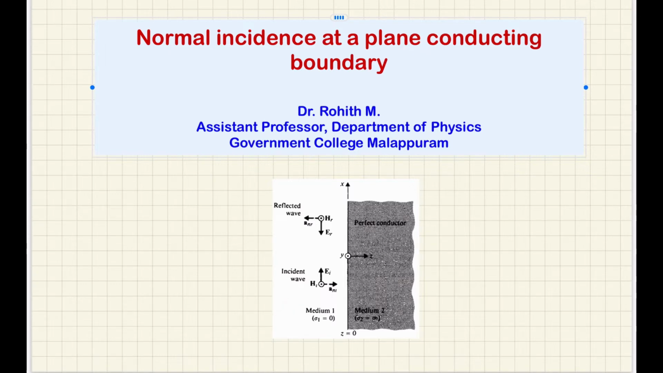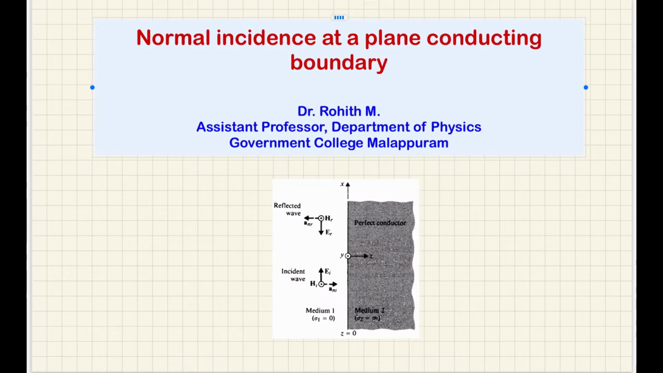Now the situation is like this. There will be a plane electromagnetic wave incident on the boundary. The boundary separating the two media is at z equal to 0, and this boundary is along the x-axis. We consider the incident wave propagating in the z direction, incident at 90 degrees at the surface.